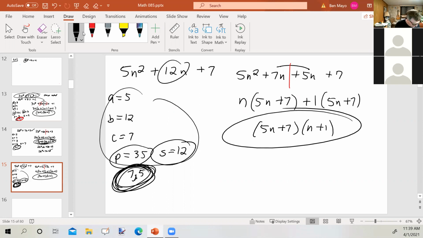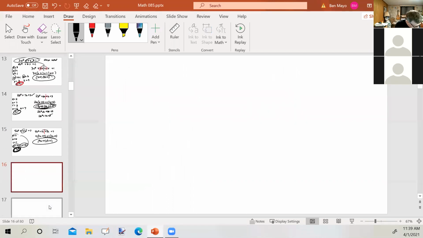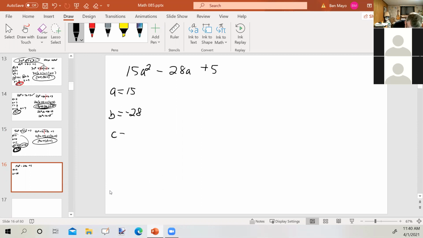All righty, let's take a look at this one. 15a squared minus 28a plus 5. This is a trinomial. It's in standard form or descending powers of the variable. Oh, and I should mention, there's no greatest common factor I can take out. The leading coefficient is not a 1. So a is 15, b is negative 28, and c is 5.